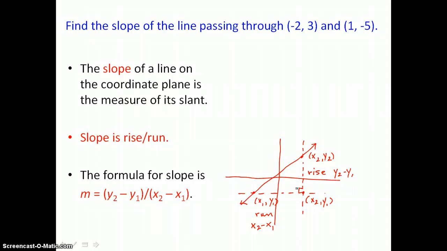So the slope of any slanted line on the coordinate plane is rise divided by run. It's defined to be the difference in y coordinates divided by the difference in x coordinates.